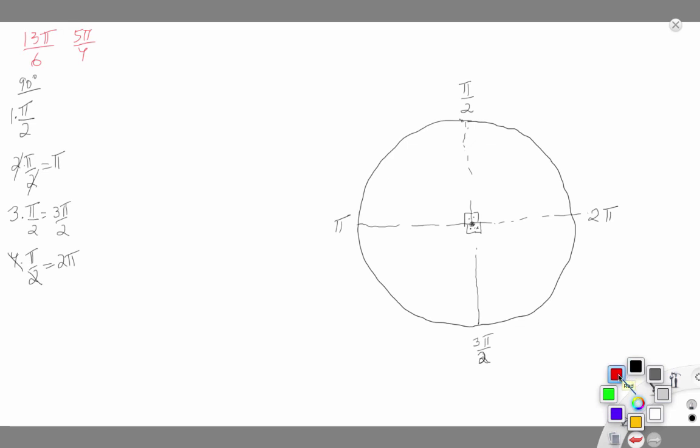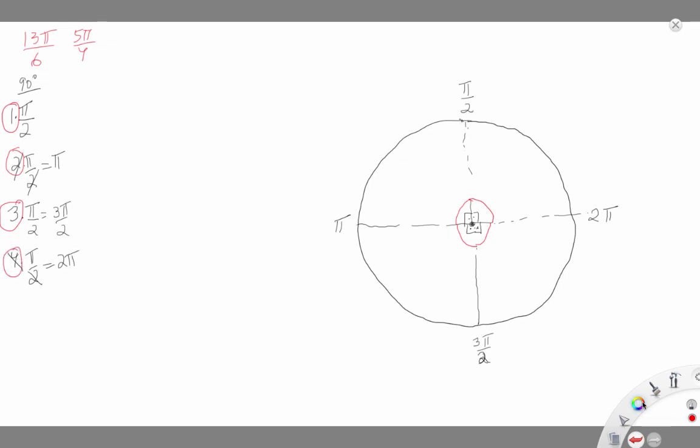So here's how I found those angles on the unit circle. It was very easy. I just found out that 90 degrees is equal to pi over 2, and I went 1 time pi over 2, then 2 times pi over 2, then 3 times pi over 2, and then 4 times pi over 2.